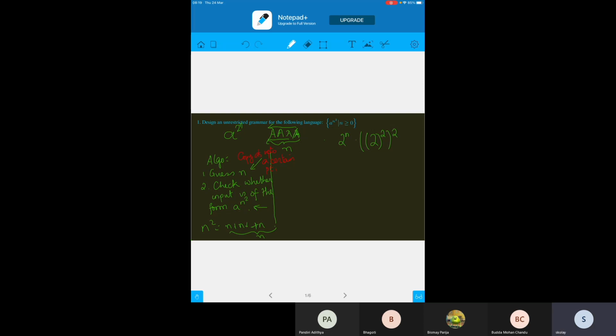Now you have to check. Suppose this is your input track, and you have certain a's written over here. In the second track, you have copied up to a certain number. Now you have to check whether there are n such copies of this substring. If the length of this is i, you have to check whether there are i copies of this.